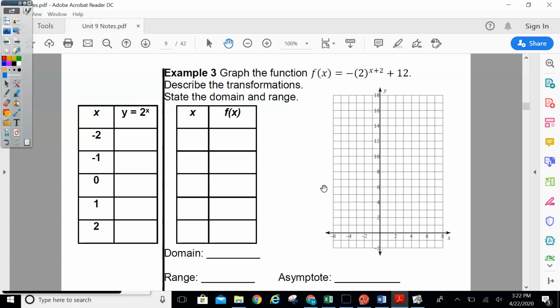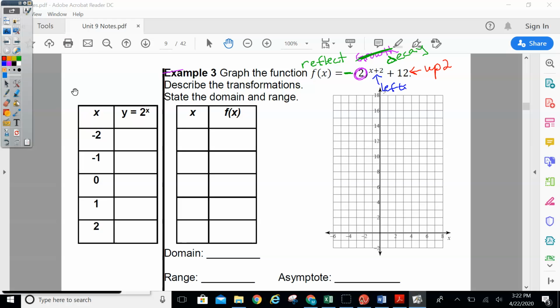But let's describe the transformations first. So first, looking at the base, this is the base right beneath the exponent. It tells us that it's a growth. However, because it's a negative, the negative is going to make it reflect over the x-axis, which is going to change this to decay. So it's going to end up going down. The 2 makes it go to the left 2. And the 12 makes it go up 12.